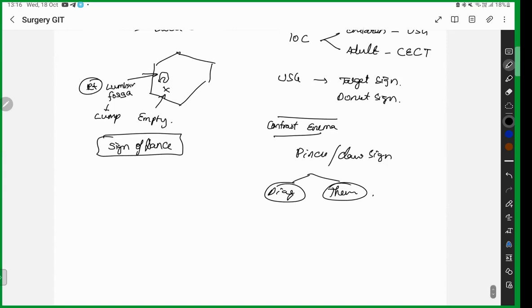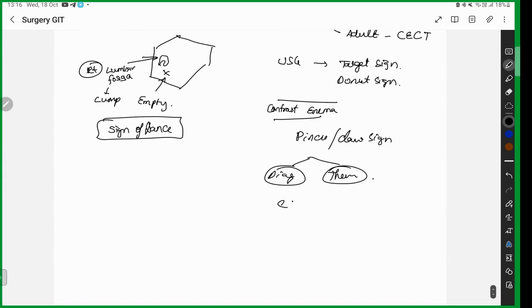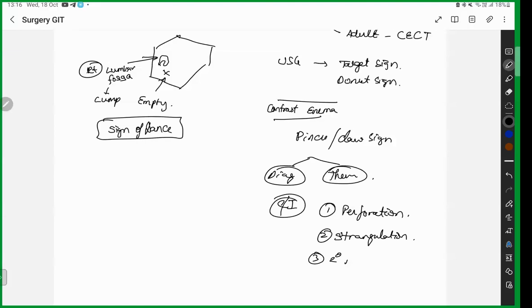What are the contraindications of contrast enema? Number one, if there is any perforation, 100% you cannot give contrast. Number two, if there is strangulation you cannot give. And number three, with any pathological lead point you cannot give contrast.